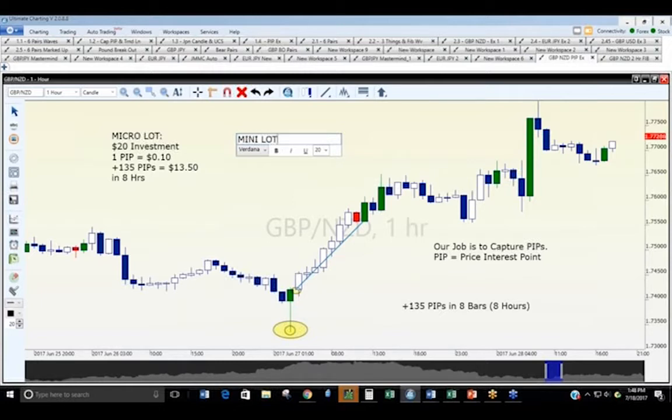So this would be what we have called a mini lot. A mini lot would be a $200 investment to control 1 mini lot. What's nice about this is you're doing the exact same work, the exact same analysis, but this time a pip is going to equal $1, okay? So doing the exact same thing at $1 per pip, you made 135 pips. This would now be $135 of profit.